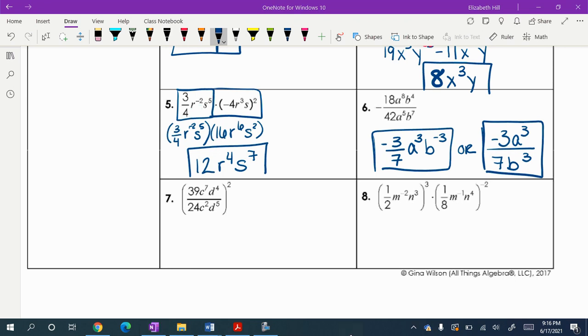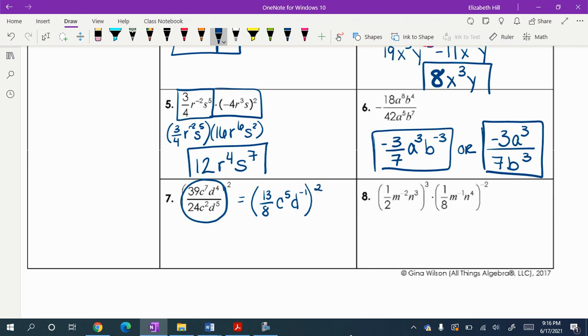All right, number 7 here, we have to take everything to that second power right there. So that's going to be quite heavy to work with, which actually, before I do that, I'm going to start by simplifying inside the parentheses first. That might make it a little bit easier. 39 divided by 24 is going to be 13/8. C to the seventh divided by c squared gives me c to the fifth. D to the fourth divided by d to the fifth gives me d to the power of -1.